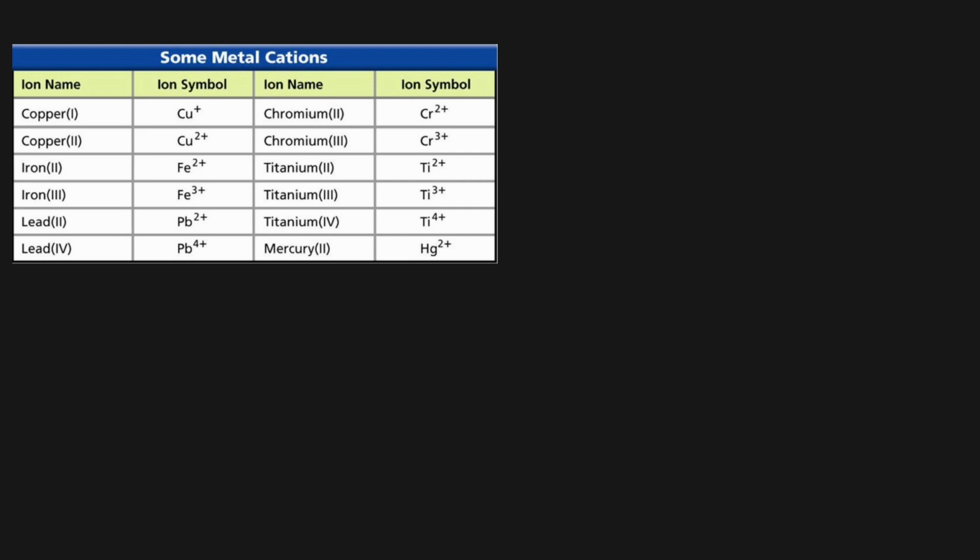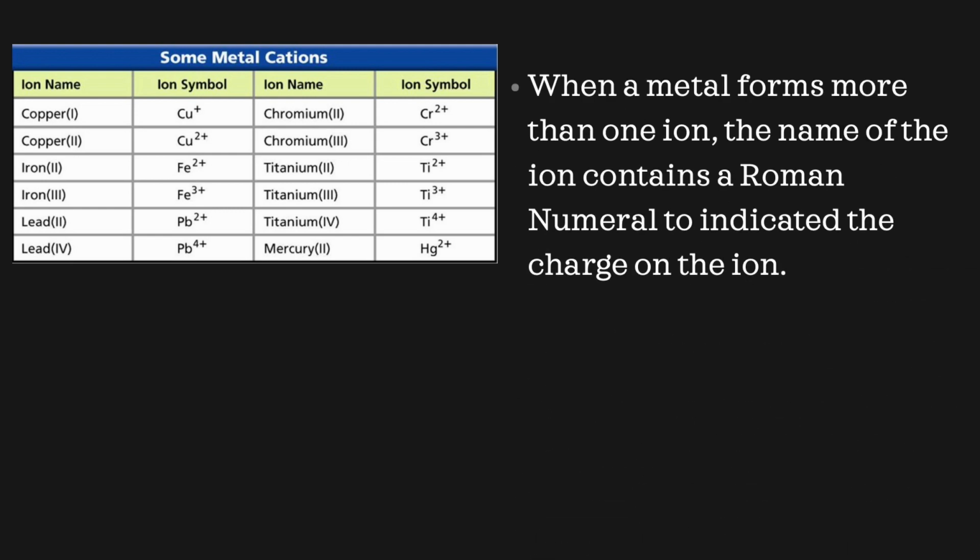Many transition metals form more than one type of ion. Notice the two copper ions listed in this table. A copper(I) ion with a 1+ charge and a copper(II) ion with a 2+ charge. When the metal forms more than one ion, the name of the ion contains a Roman numeral to indicate the charge on the ion. The ion names can distinguish red copper(I) oxide from black copper(II) oxide.